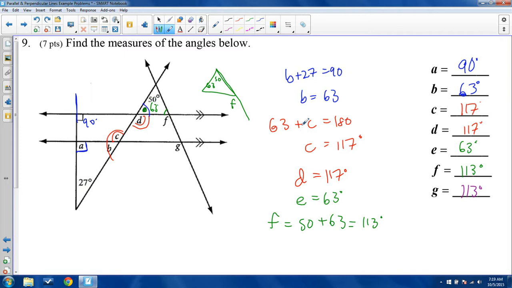There may be other ways to go about it. I'd say that there may not be. Obviously, like I said, you could make D and E a linear pair instead, or you could find this angle first instead. But that's kind of the way that you go through this problem. You got to start with A on that one.